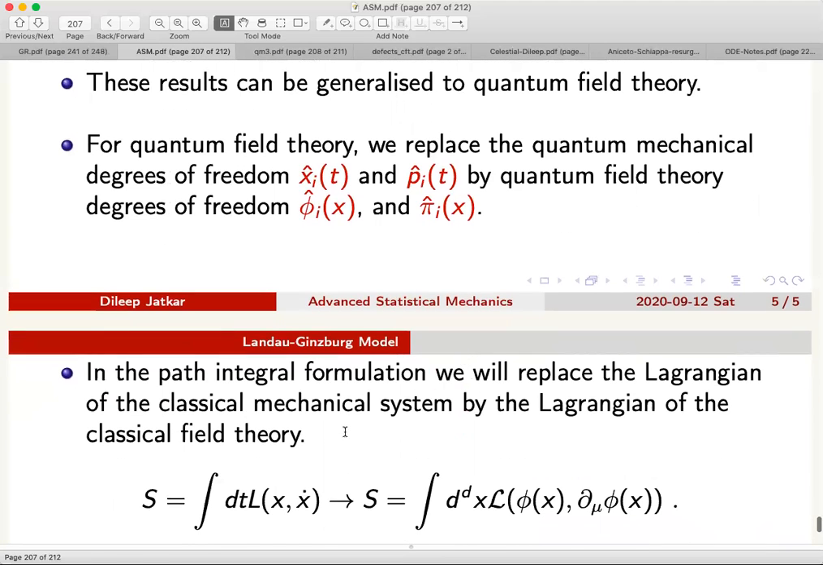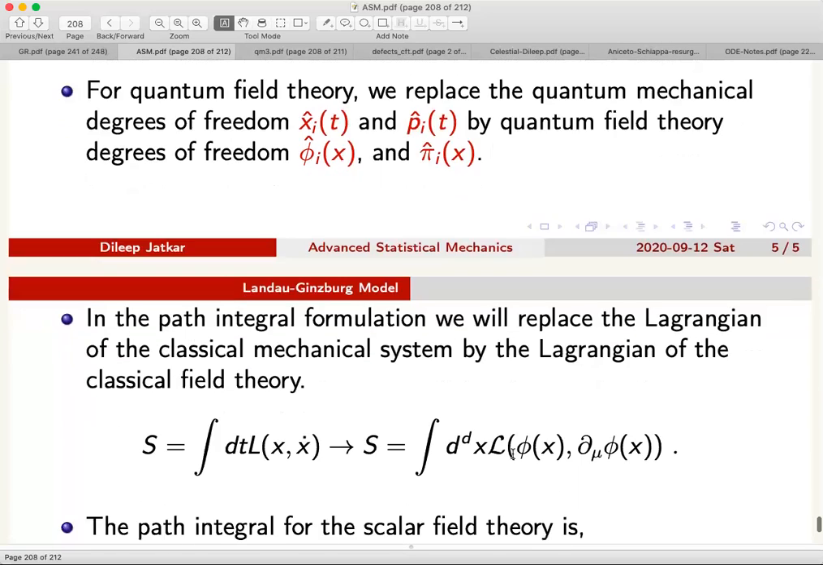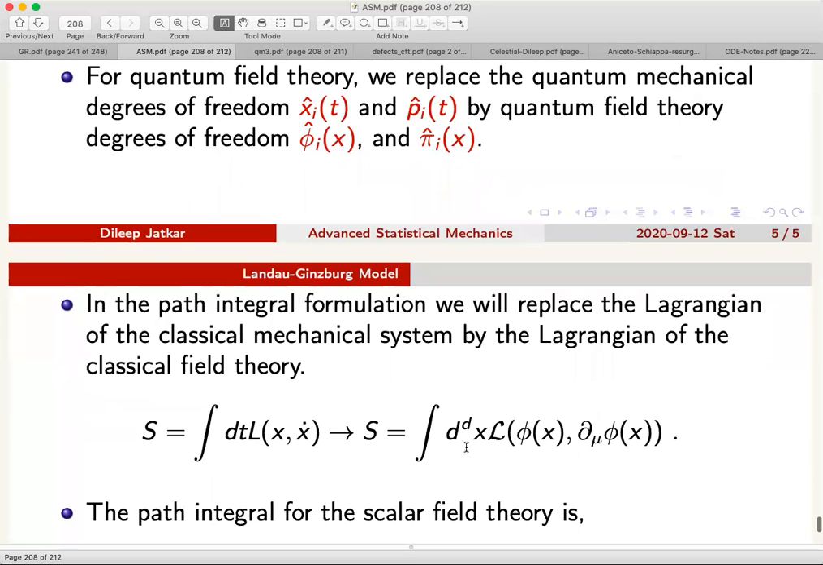Fine. So what one does is that because you have replaced x and p by phi and pi, in the Lagrangian formulation it would correspond to replacing x and x dot by phi and derivative of phi. Okay, ideally phi and phi dot, but we don't work with the Lagrangian in quantum field theory, but with the Lagrangian density. In other words, you of course get the Lagrangian if you integrate the Lagrangian density over space, then you get integral dt times Lagrangian.